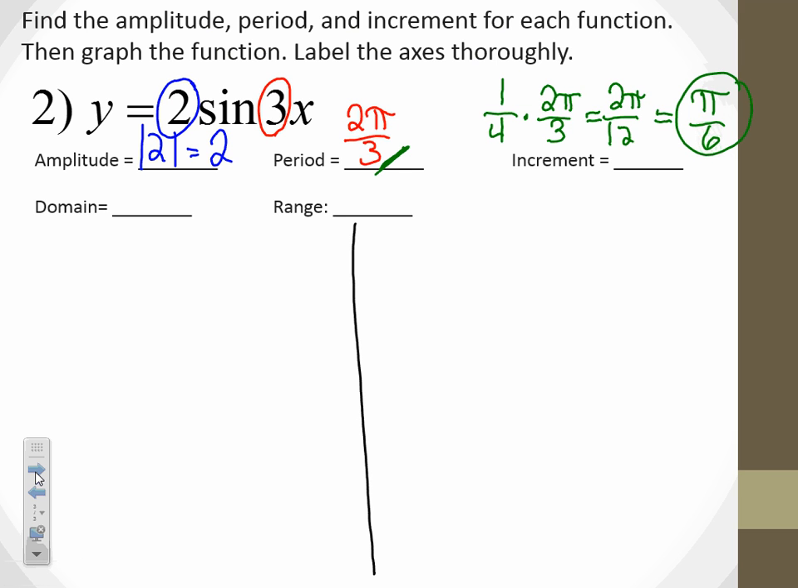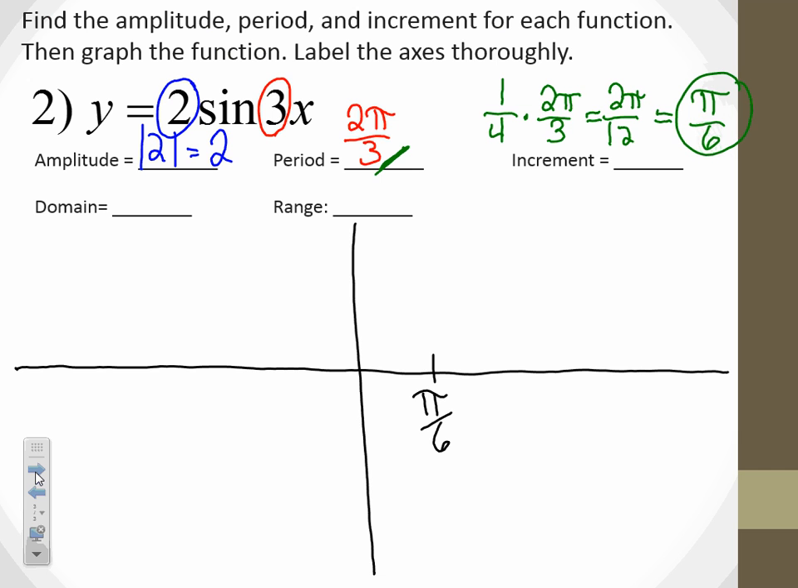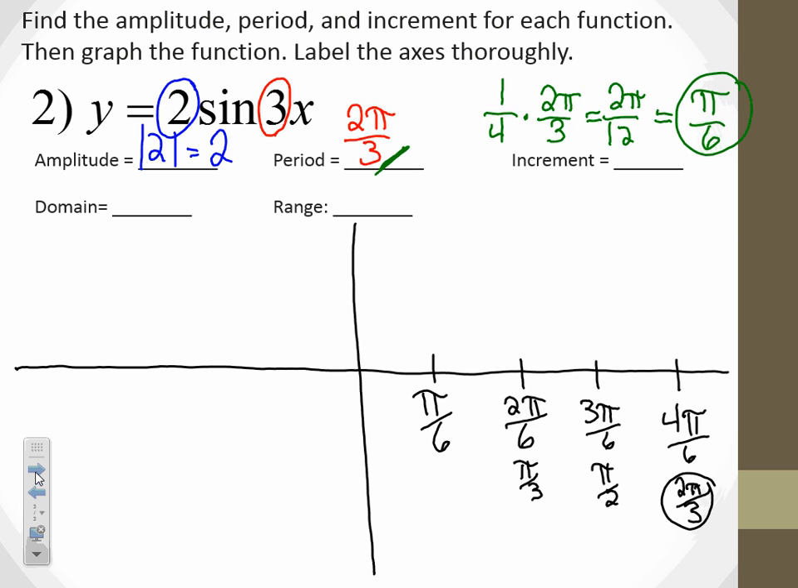Draw your x and y axes. Now we're going to put in our increments. We're counting by pi over 6. So here is pi over 6. The next one's 2 pi over 6, which would be the same as pi over 3. And then we have 3 pi over 6, which is the same as pi over 2. And now we're going to have 4 pi over 6, which is the same as 2 pi over 3. That's what we wanted to get to.